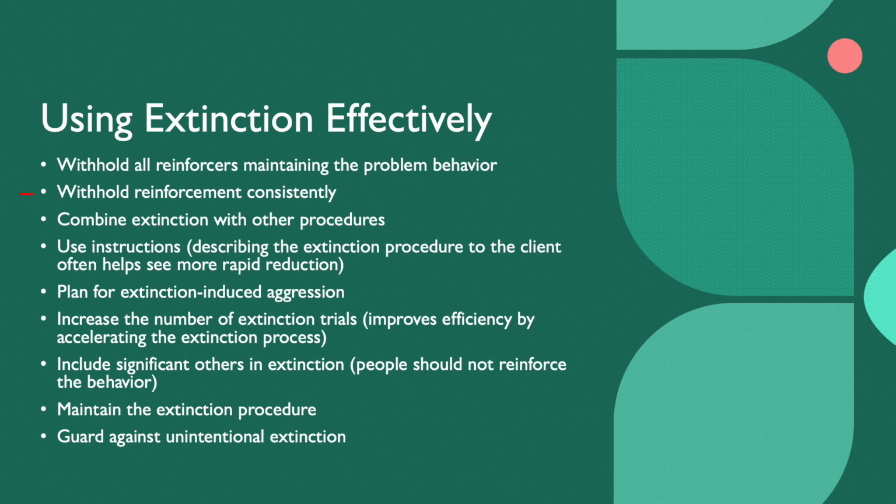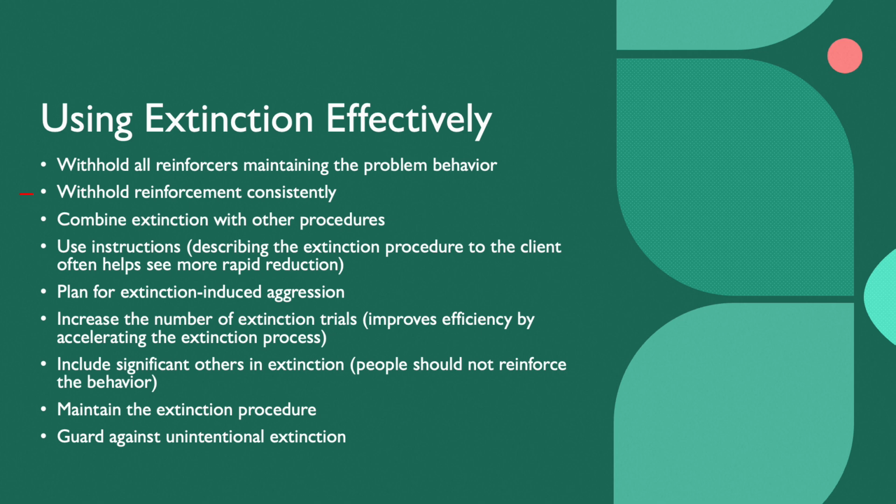Okay, next, to continue to make sure that our extinction procedure is effective, we want to make sure that we are combining our extinction procedure with other procedures. So as I mentioned, extinction does not have to be its own standalone intervention. We can incorporate extinction as part of a treatment package, and oftentimes this will look like us implementing extinction and also reinforcing an alternative appropriate behavior that will allow that learner to still access that reinforcer, but they're going to access it for engaging in an alternative behavior that is appropriate.